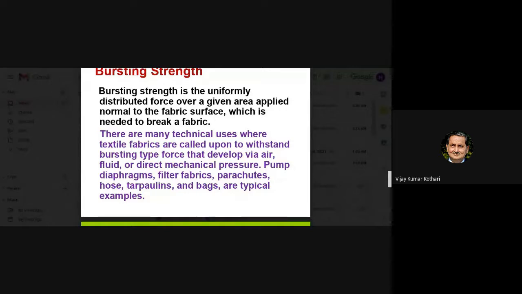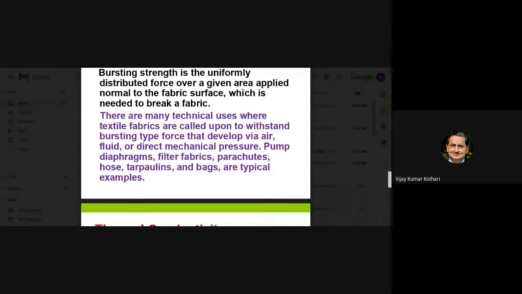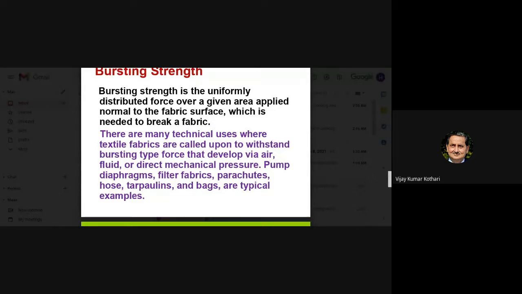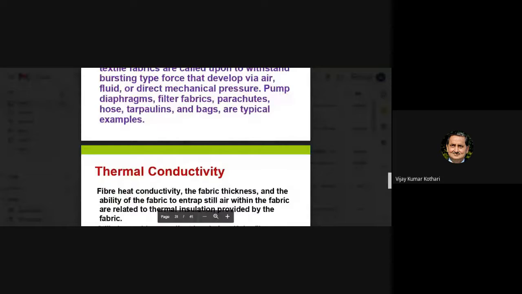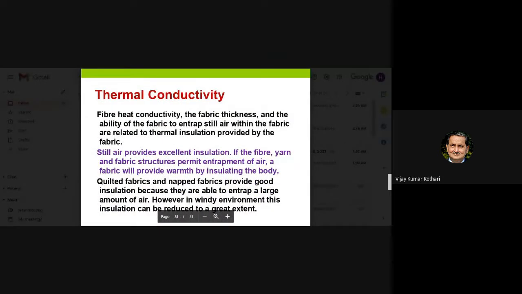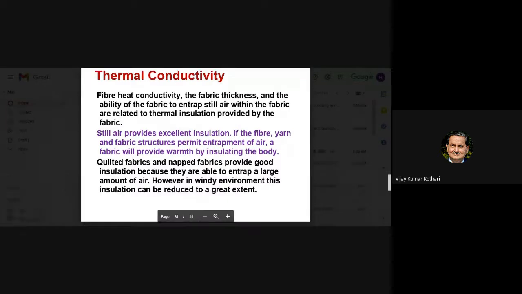In which what we really are looking at is a force normal to the fabric surface is applied. Therefore, the fabric is supposed to take the force uniformly over the entire surface area. And we are going to really be looking at the way the fabric would be withstanding those forces. So if you look at some of the properties which will be important from the bursting strength point of view, it would really be how balanced the yarns are in the fabric structure, and whether both warp and weft yarns sort of break simultaneously.